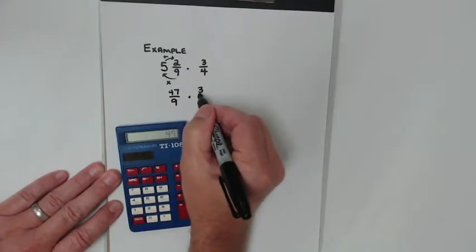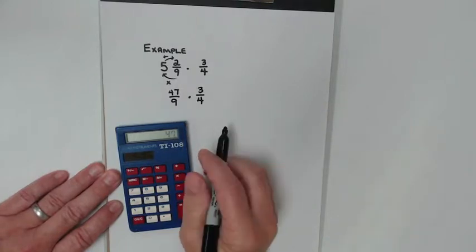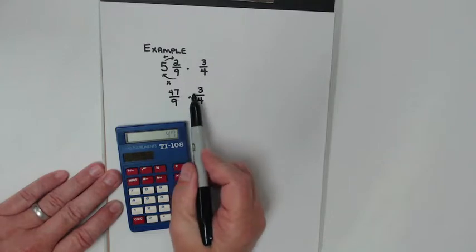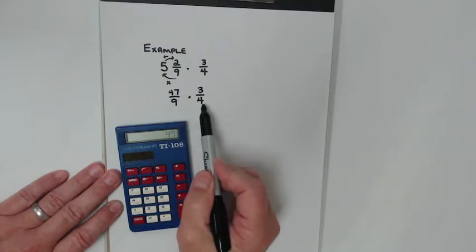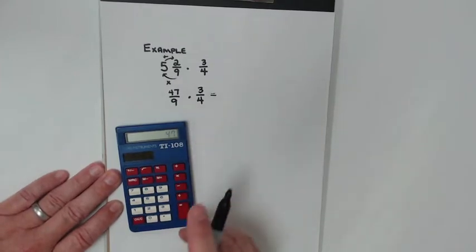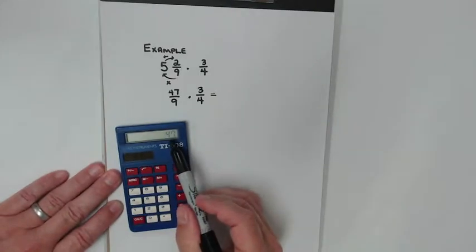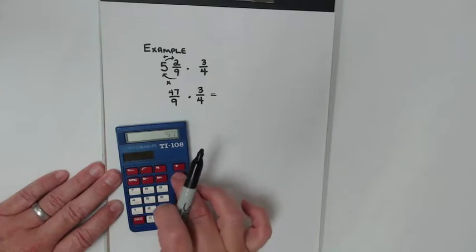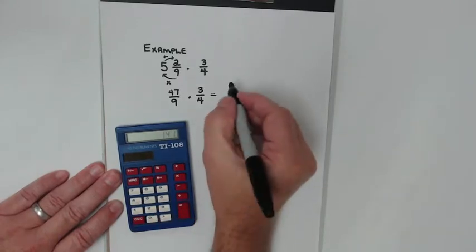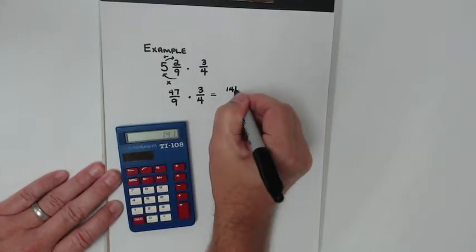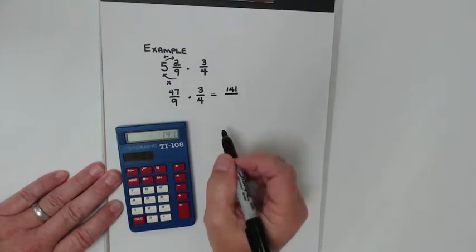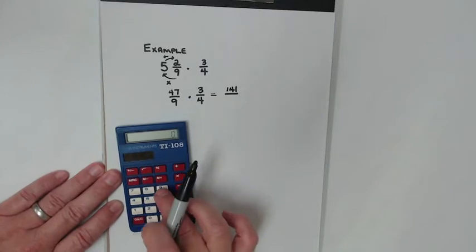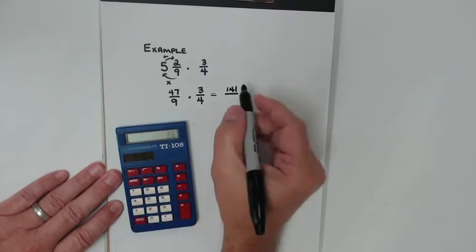Times 3/4. Then I'm going to use my rules for multiplying: multiply the top numbers together, multiply the bottom numbers together. 47 times 3 equals 141, and 9 times 4 is 36.